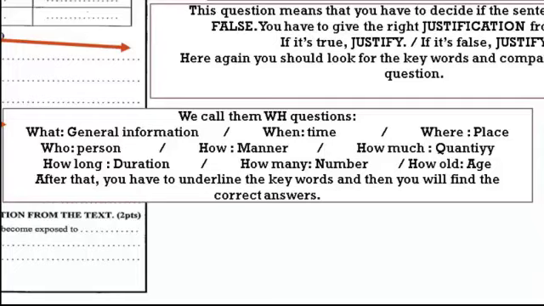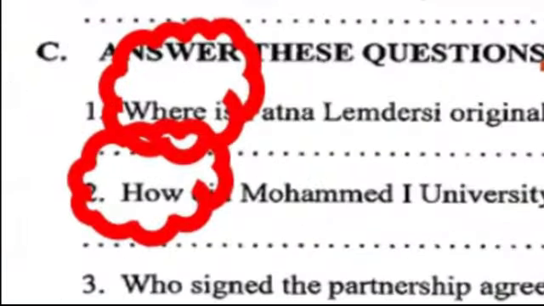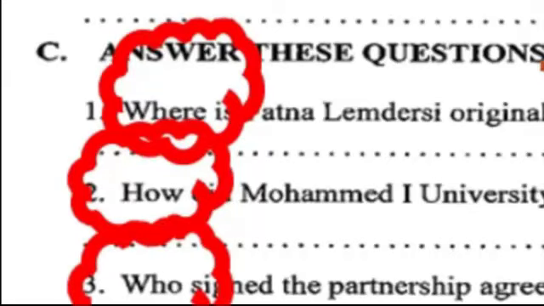Because in question number two, we have how, and again, here we are required to give the manner or the way, and of course you have to underline the keywords as well. And the last one, we have who, which is about a person. Here you should write the name of a person. It can be a proper name, it can be a job, and it can be anything that has a relation with that person. Right.